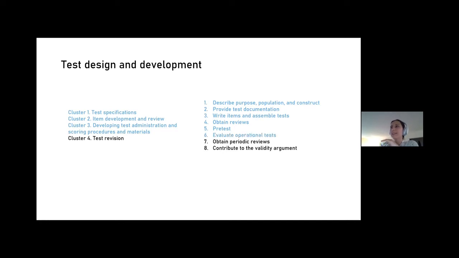Evaluating operational tests is about the test revision cluster. And here, developers should evaluate the test performance of the test after the first operational administration with sufficient sample sizes. So this includes the reliability, intercorrelations of the sections or parts, and the indications of speededness, only to name a few. And for some tests, actually, evaluations may require the collection of data over time as the test is being used. And you can think of this with an example.